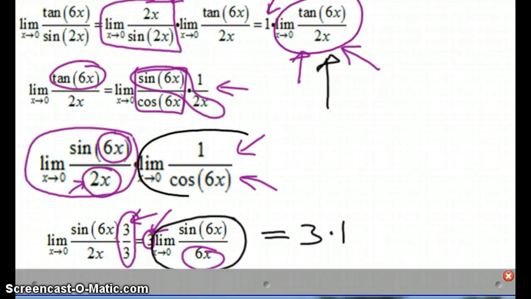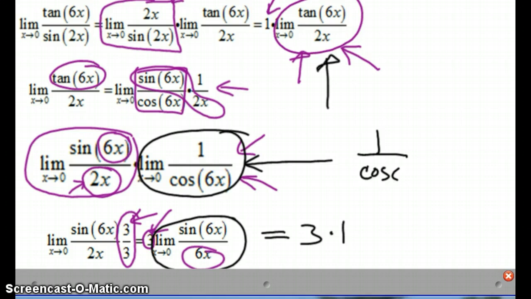This other part right here, is it okay to just plug in x equals 0? What happens when x equals 0? We get 1 over cosine of 0, which is just 1 over 1, and that's 1.